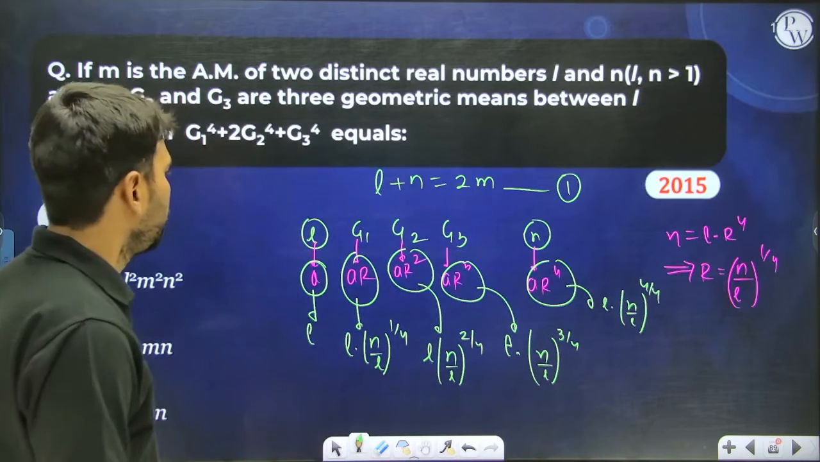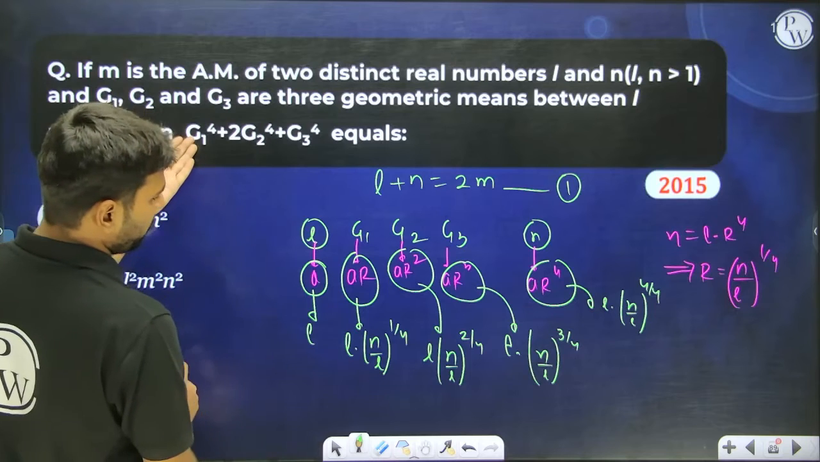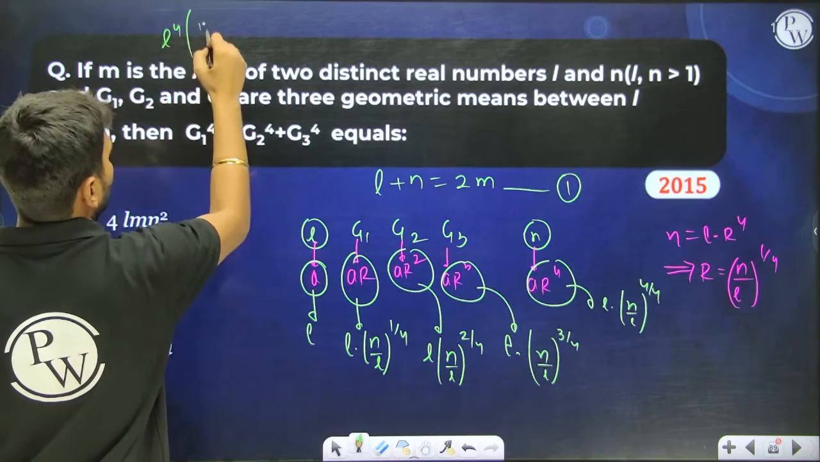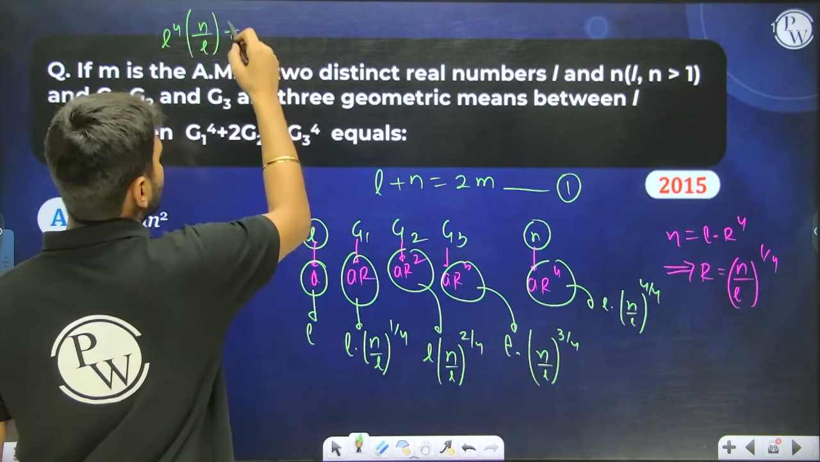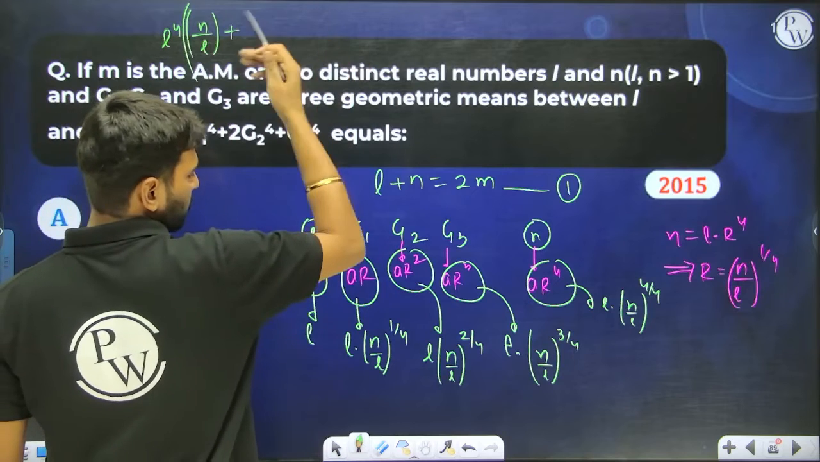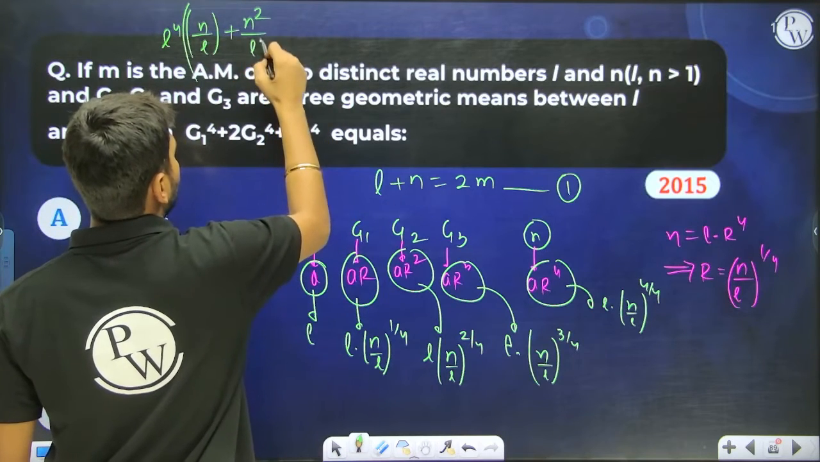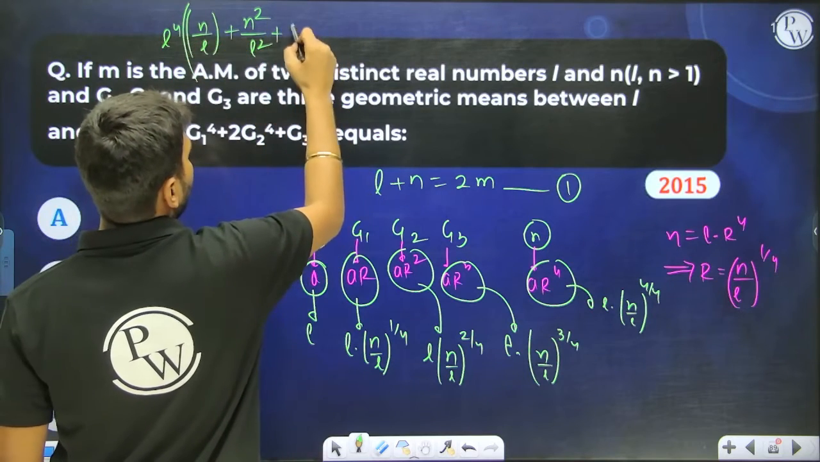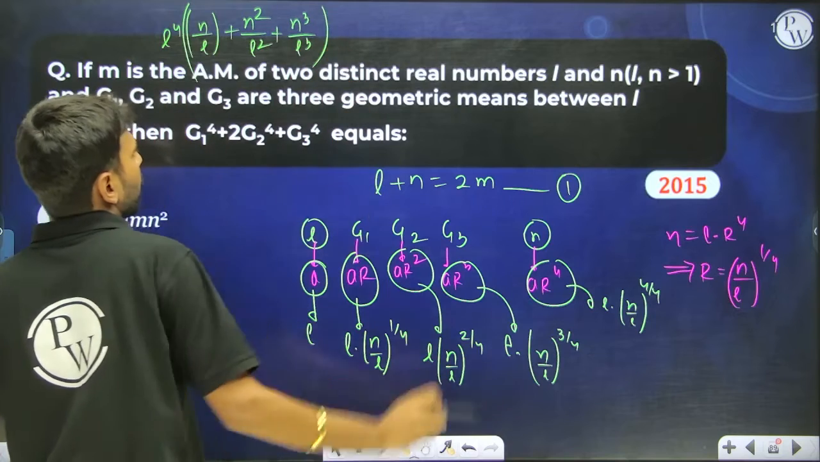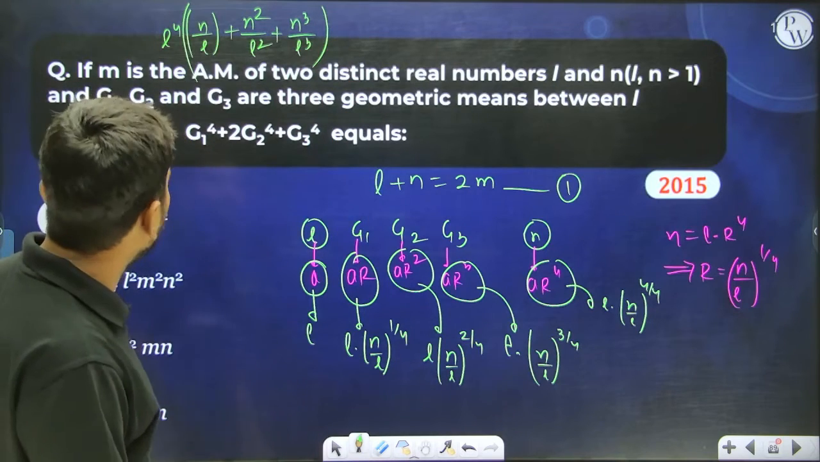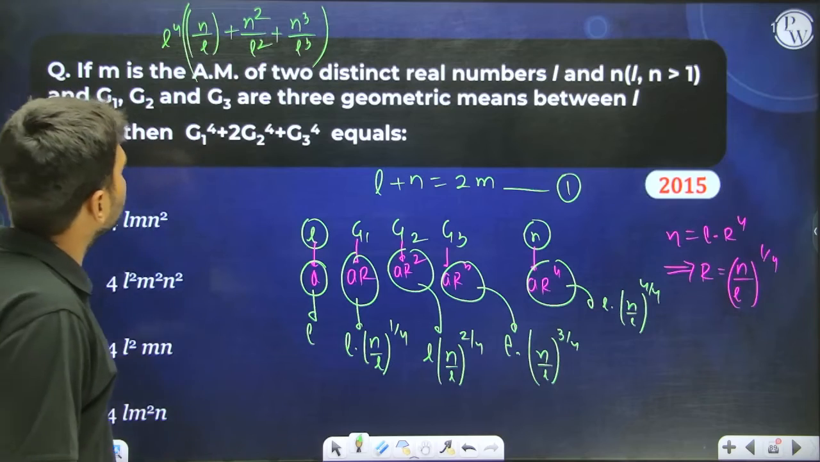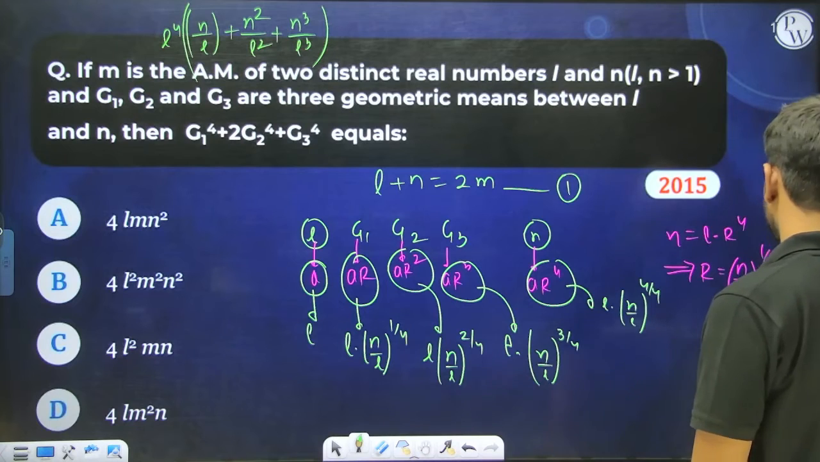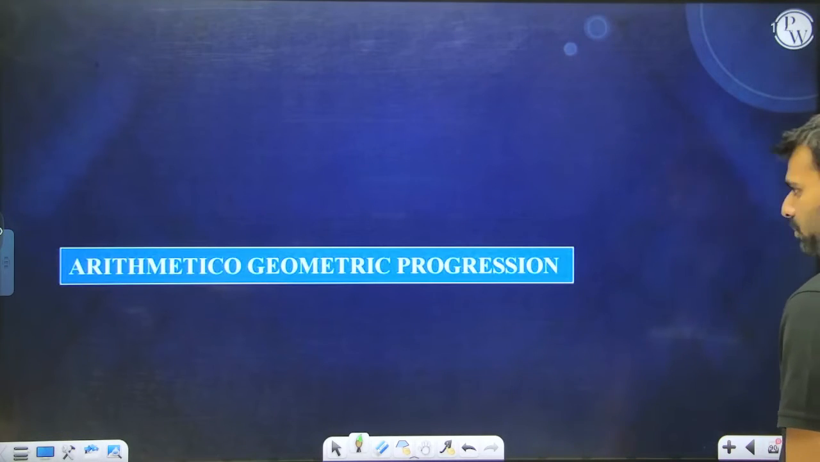Yes, okay. Then the value of the expression G1 to the power 4 is going to be L to the power 4 into n by L. This is going to be L to the power 4, I am taking common. So this will become n square by L square, plus G3, so n cube by L cube it will become, right? So this is what we are having, and now L plus n can be put as 2m. So just do that and the question will be solved. I hope you guys can do this and can find out the answer without any difficulty. I hope you will do the remaining problem.